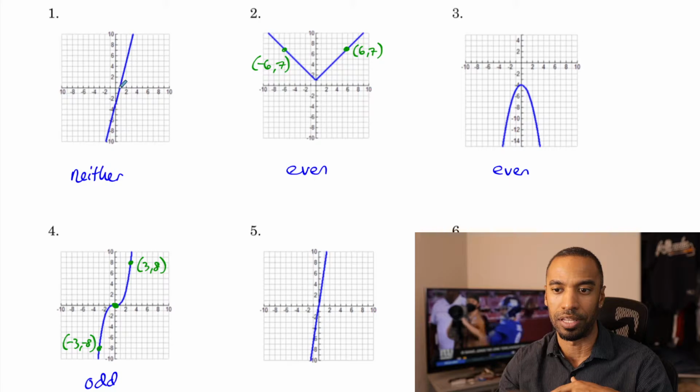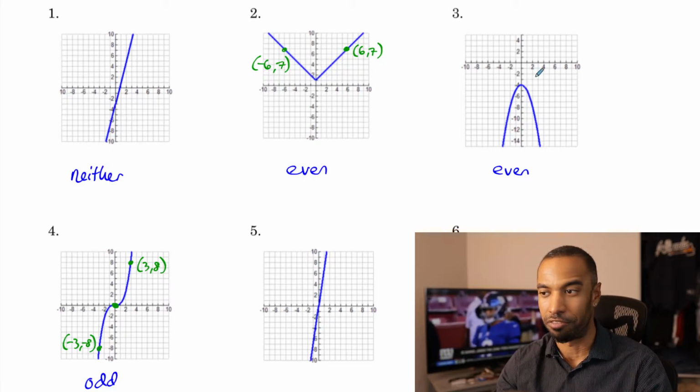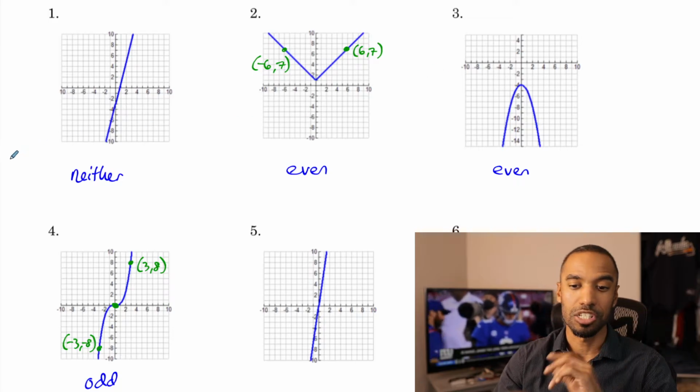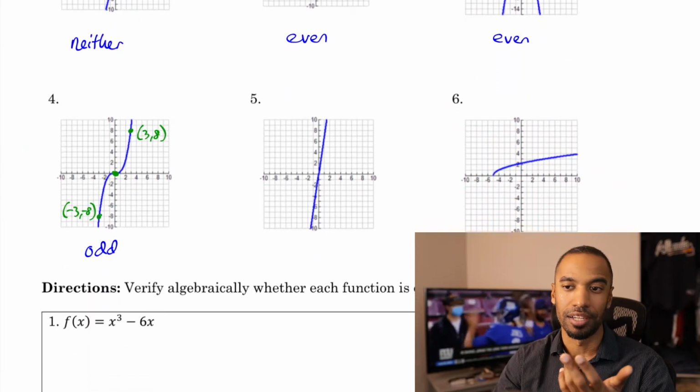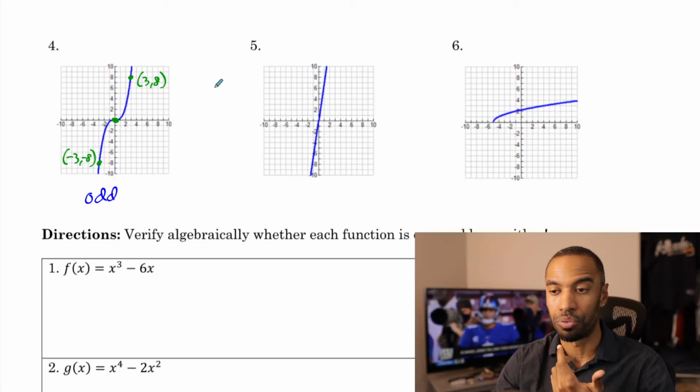So automatically, this was never going to be an odd function. That doesn't mean that all things that go through the origin are odd, but you can't be odd if you don't go through the origin.